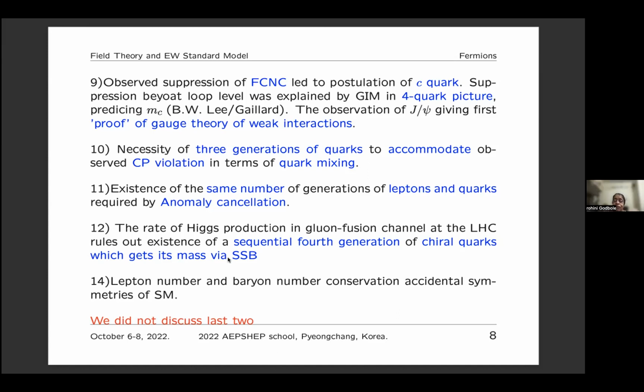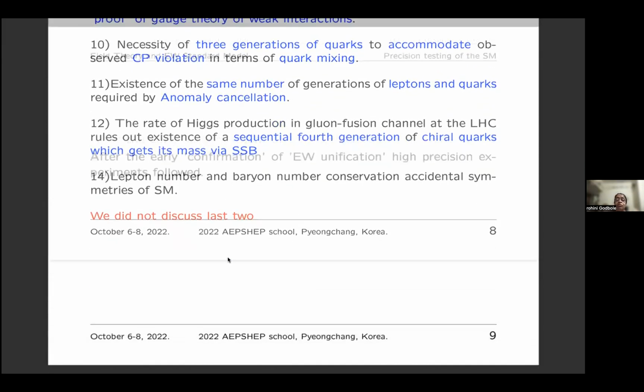And the rate of Higgs production, this is something I have not covered, but I want to convey to you that the rate of Higgs production in the gluon-gluon fusion channel at the Large Hadron Collider rules out the existence of a sequential 4th generation of chiral quarks, which would get their mass via spontaneous symmetry breaking. So in short, we have seen all the generations of fermions that can get mass from spontaneous symmetry breaking in the standard model. I have not discussed this part, but I thought that logically I should tell you that this is where this entire logical discussion will end.